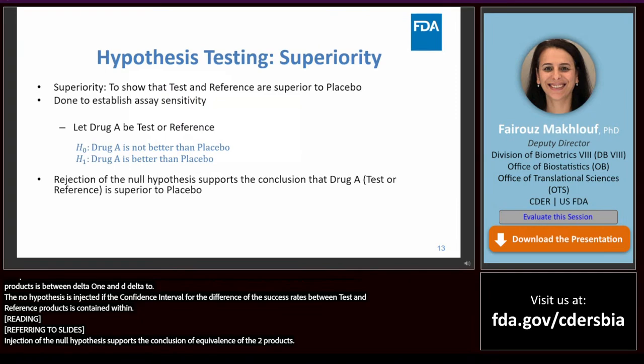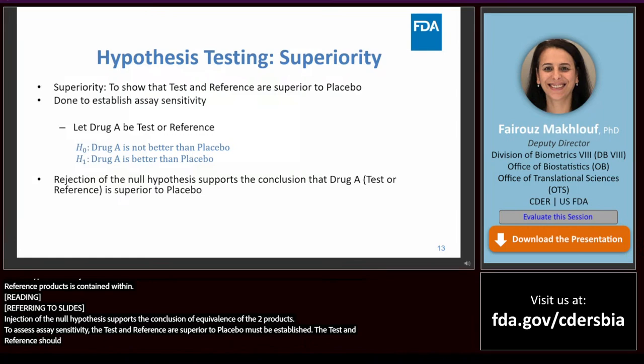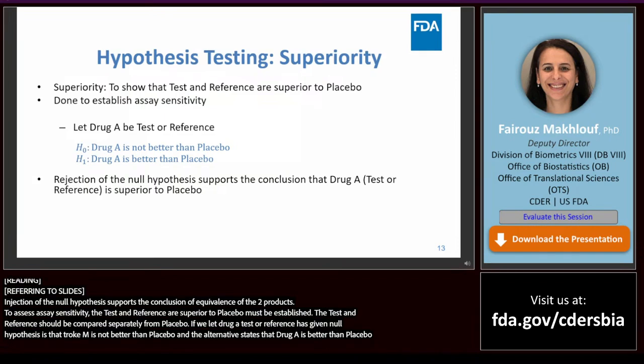To assess assay sensitivity, the superiority for the test and reference over placebo should be established. As I mentioned before, the test and reference should be compared separately to placebo. So if we let drug A be the test product or the reference product, the null hypothesis states that drug A is not better than placebo, and the alternative states that drug A is better than placebo. Rejection of the null hypothesis supports the conclusion that drug A, which could be the test or the reference, is superior to placebo.